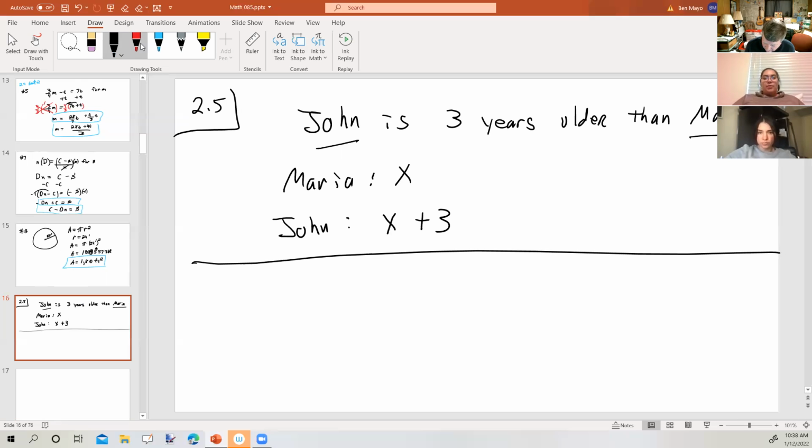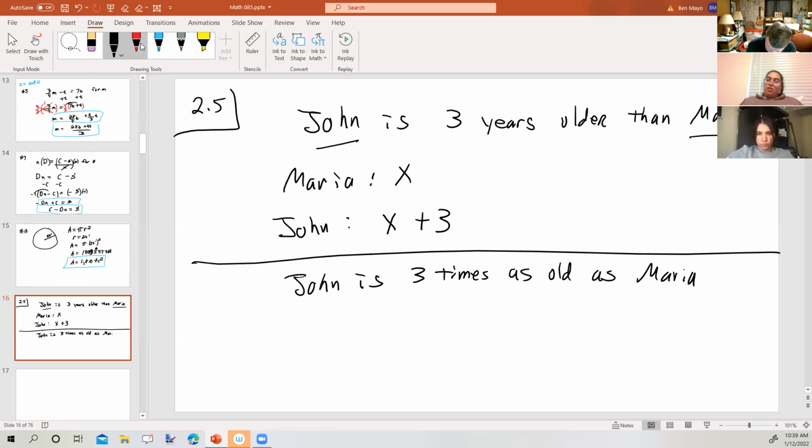Let's take a different statement. John is 3 times as old as Maria. Again, this is a comparison statement. John is being compared to Maria. So Maria is the center of the universe. John is 3 times as old as Maria. So now it would be 3 times X. Any questions about that? All right. Good with those.